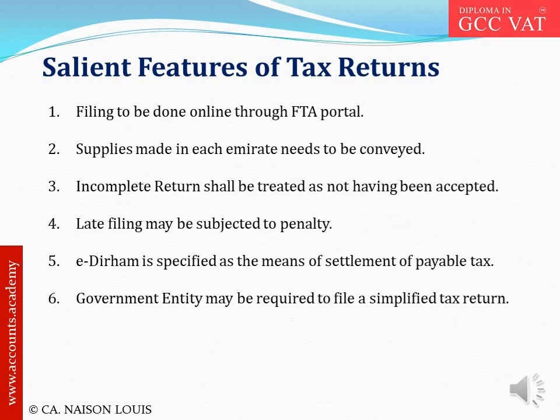Salient features of tax returns. There are various features you can note down. The first thing is the filing should be done online through FTA portal. Means the government maintains a federal tax authority portal. In that portal we have to file the tax return. Then supplies made in each emirate needs to be conveyed. We have to mention the supplies happened in each emirate separately in the return.